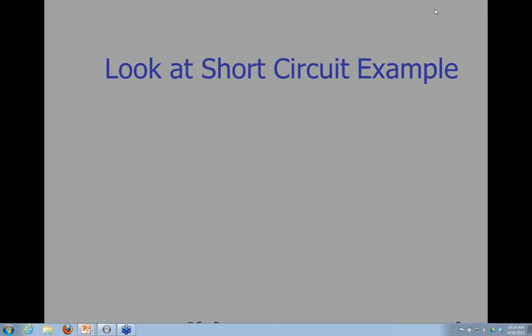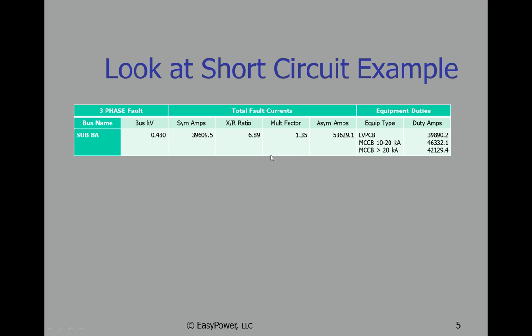So I have just a quick short circuit example here. This is a short circuit report from EasyPower. It's not the equipment duty report. This is a half cycle short circuit report. So we have these equipment duties here, these two columns that show up, and probably you've looked at that and kind of said, oh, I don't know what that is, so I'm going to ignore it. What we're trying to do is provide information related to any necessary derating of these devices due to the X/R ratio.